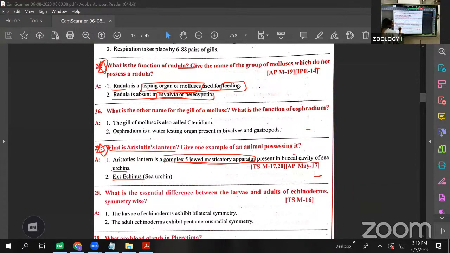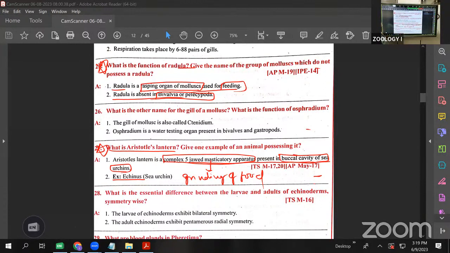Aristotle lantern means the complex five-jawed masticatory apparatus. Where is it present? It is present in the buccal cavity of sea urchins. This masticatory apparatus is useful for grinding of food. Grinding of food is what it mainly helps with. Clear? These two are important.